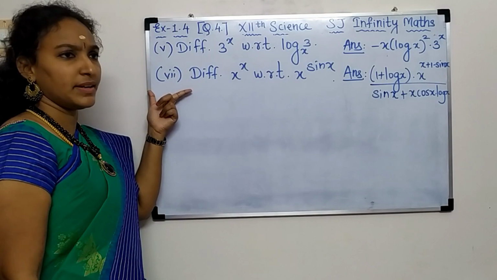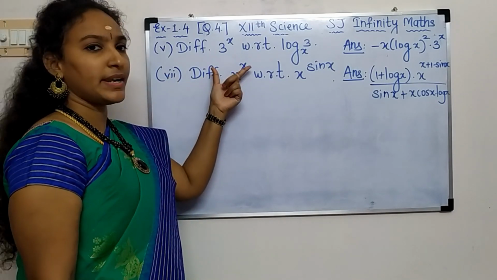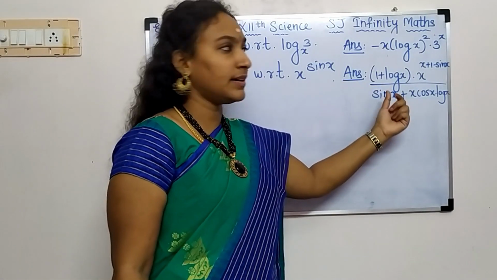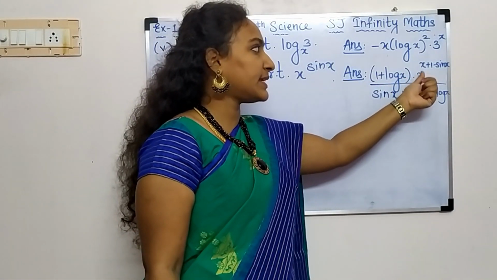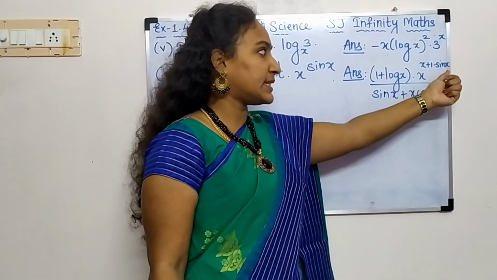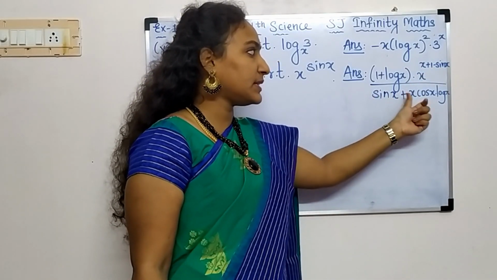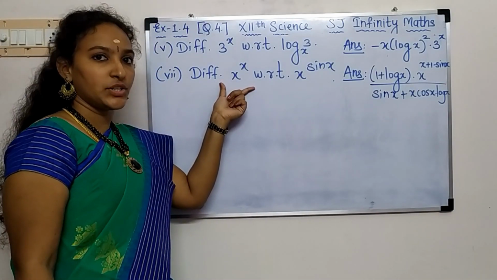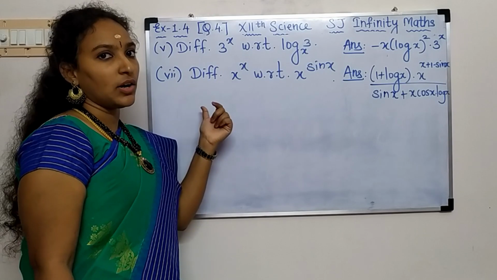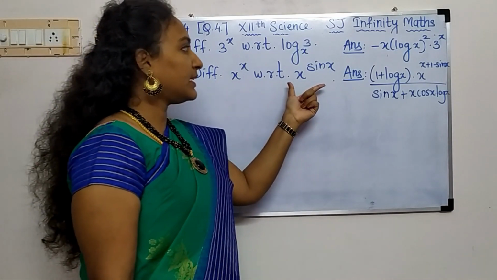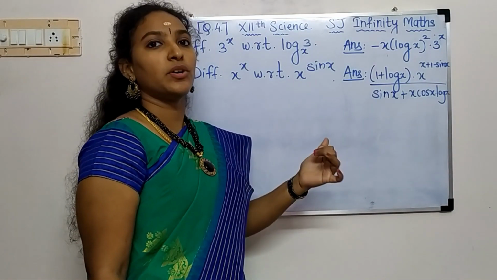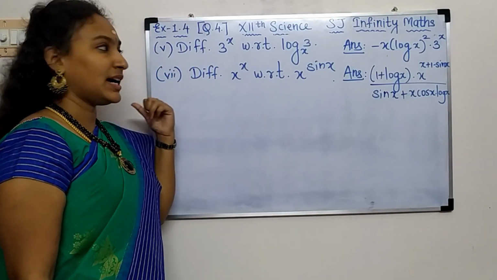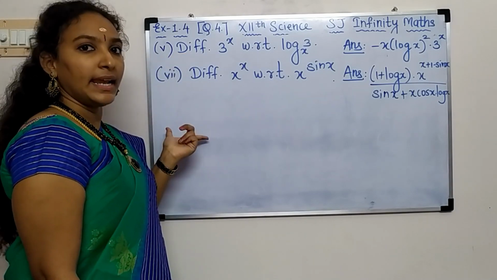Similarly, see question number 7. We have differentiate x power x with respect to x power sin x, and the answer is here 1 plus log x into x raised to x plus 1 minus sin x, and sin x plus x cos x into log x. Okay, we know how to differentiate x power x using logarithmic differentiation. Similarly, x power sin x can also be solved using logarithmic differentiation. Okay, so try these two questions. I will solve question number 6 and 8 now.